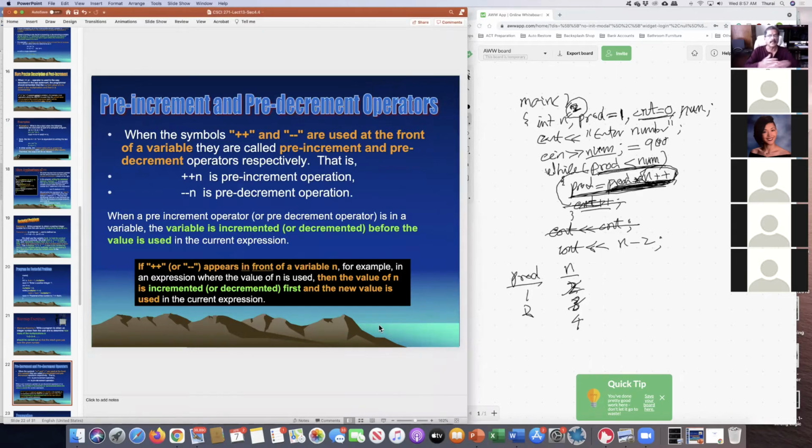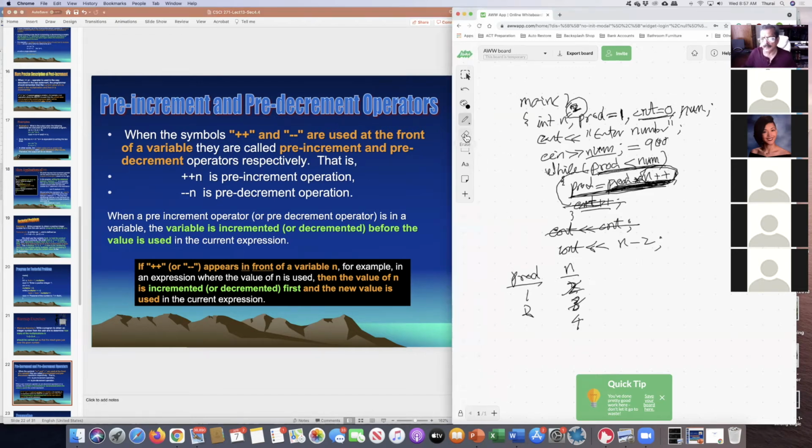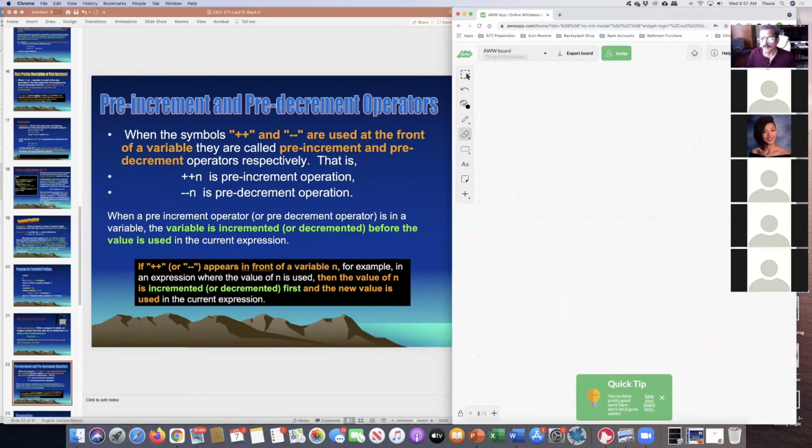The pre-increment and pre-decrement operators. Pre-increment and pre-decrement mean plus plus and minus minus going in front of the n. If it goes in front of the n, it means increment first, then use it. It will increment the variable first and then use it in the current expression. Same thing with the minus minus. You'll decrement first and then use it. So that makes a difference. It's completely opposite to the plus plus behind. Plus plus behind means use it and then increment. Plus plus in front means increment first and then use it.